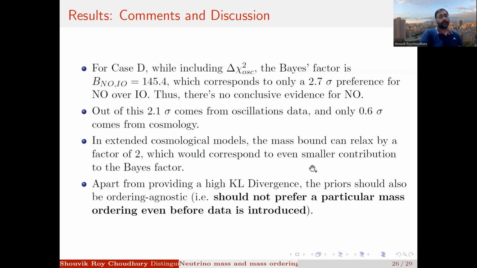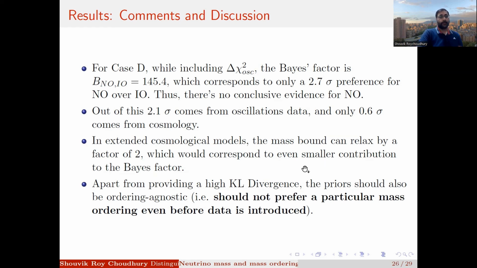So in extended cosmological models, the mass bound can relax by a factor of 2, which would correspond to an even smaller contribution to the Bayes factor. So one needs to understand that the current constraints from the BAO are quite strong, but the preferred cosmological model for the BAO data combined with CMB and supernovae data is actually the dynamical dark energy model. And given that the bound on the sum of neutrino masses is around 0.2 eV from the data sets, in that case, cosmological data sets contribute quite a small value to the Bayes factor.